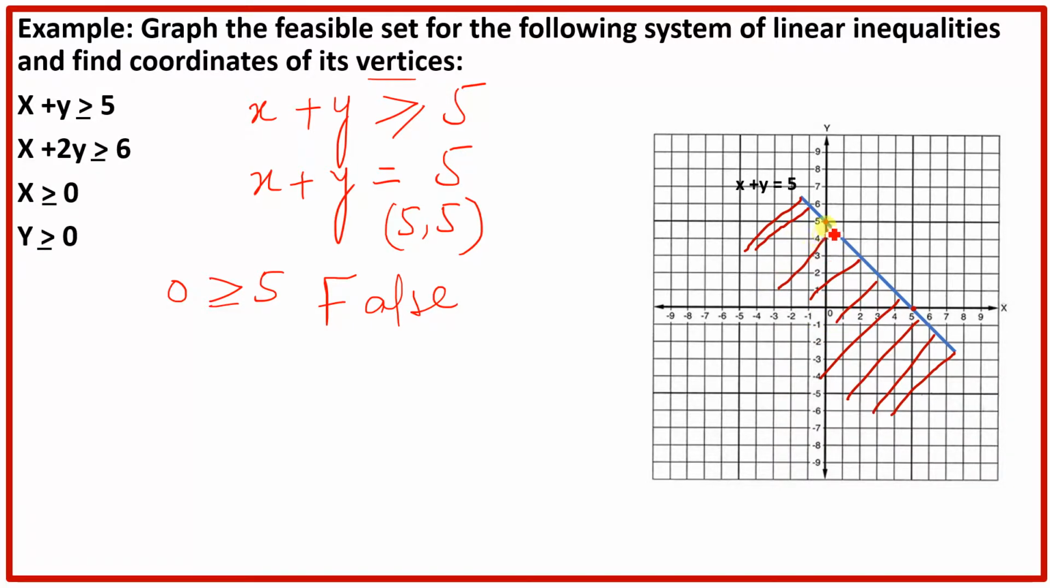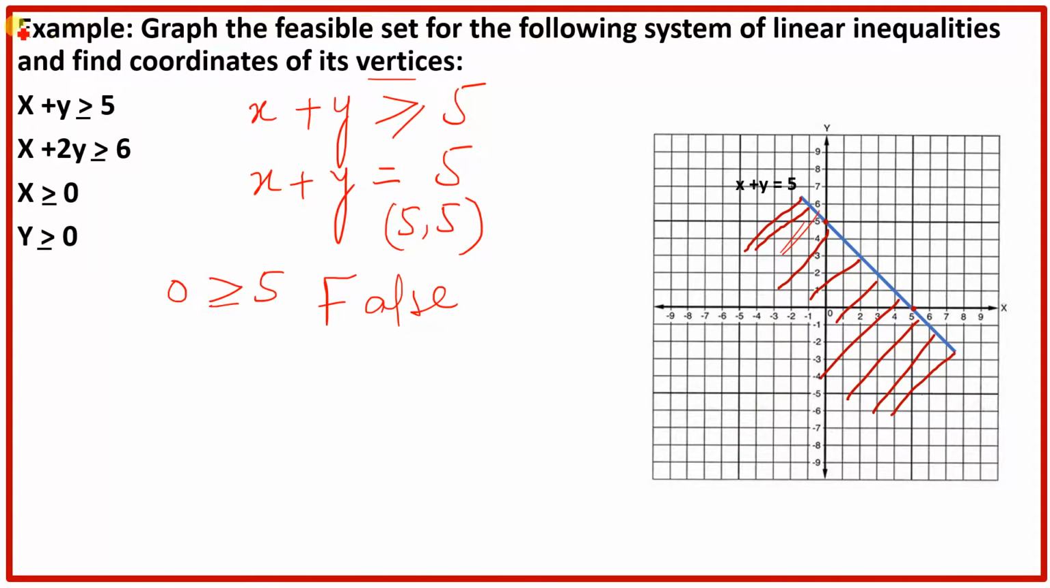If it is true, then our solution set lies towards the origin. So we have to shade the area. It's up to you. Here we will shade this area, because it is false. 0 is greater than or equal to 5, it is false. So this is our region.